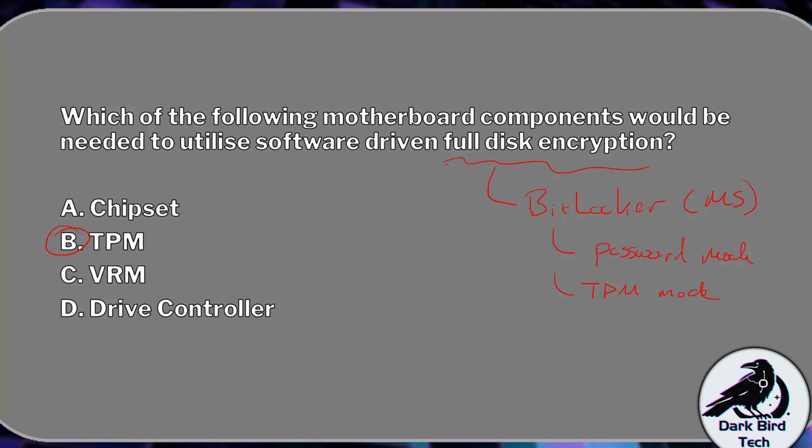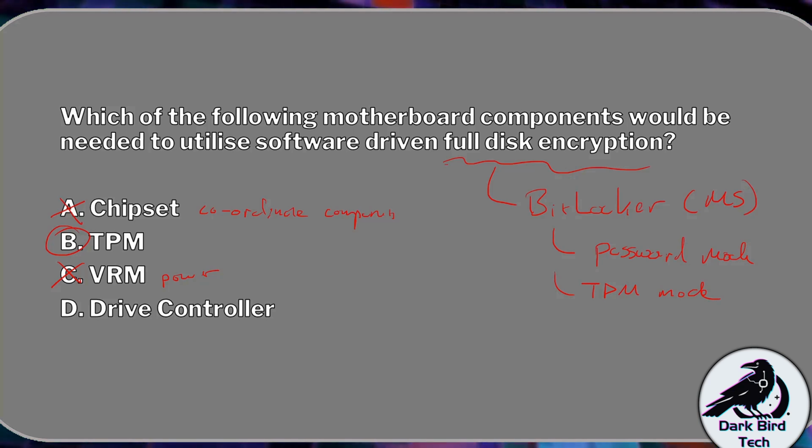VRM, or voltage regulator module, that's to do with power. So let's eliminate that. Chipset, this is more about coordinating components. Getting the CPU to work together with the RAM, the storage controller, the PCIe bus, etc. So, chipset's a little bit too broad spectrum to focus on something like encryption.